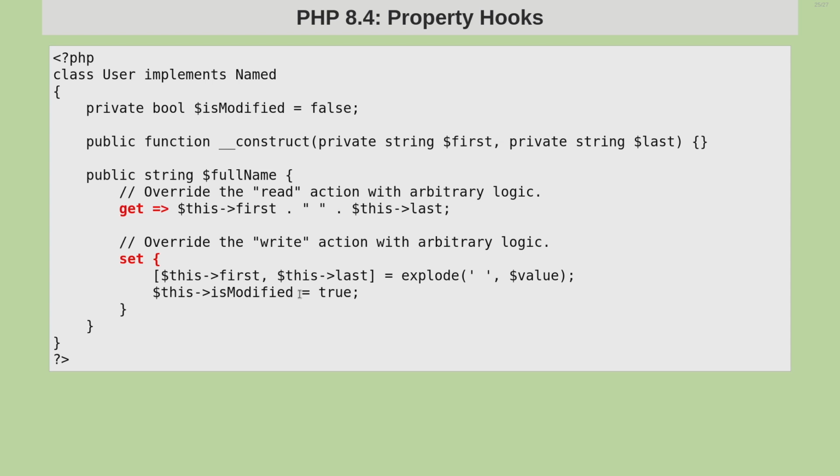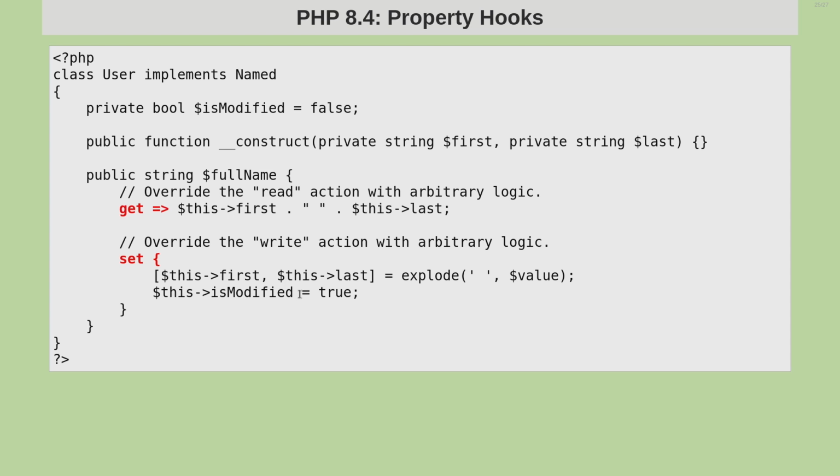Get will get called, or the code that is associated will get called when you're reading a property. So in this case, the result of reading fullName means you get the result of the expression $this->first, adding a space, and then adding $this->last.